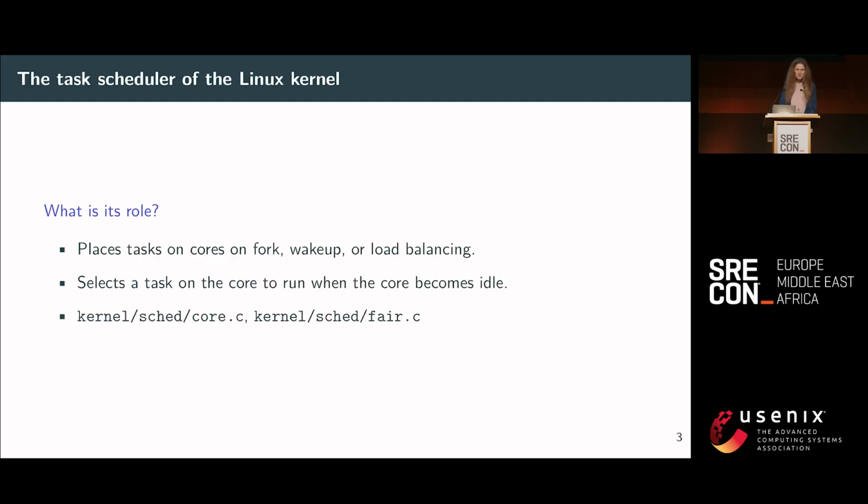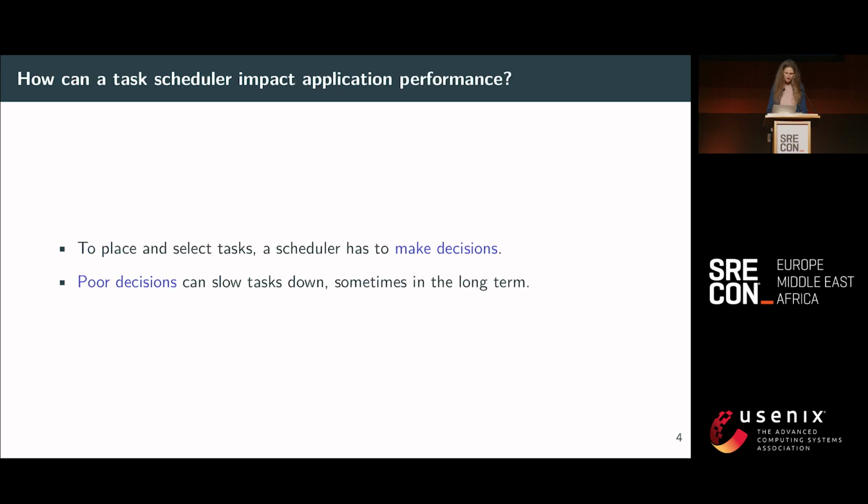So the task scheduler Linux kernel. What's the goal of a task scheduler? The goal of a task scheduler is to place tasks on cores when they are forked, when they're created, when they wake up, and when there is load balancing. It selects the task on the core to run when the core becomes idle, and what we're concerned with are two files in the Linux kernel source code, which are basically kernel sched core.c and fair.c.